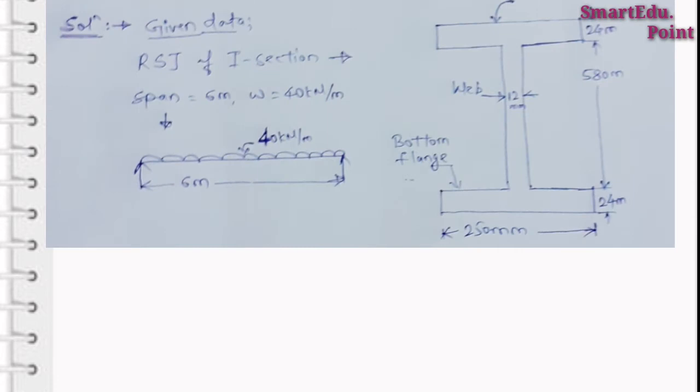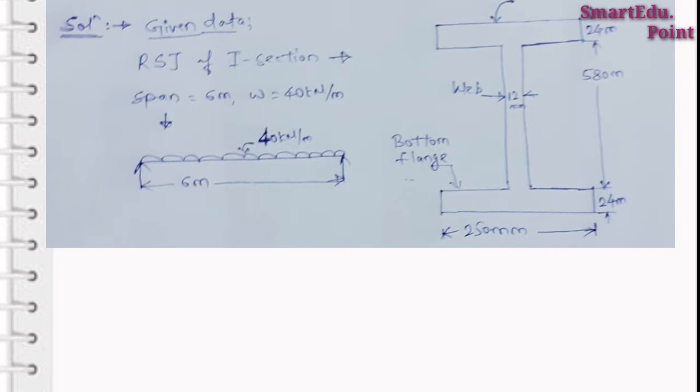Based on the given data we will draw the diagram, and the span of the beam is given as 6 meter and it is subjected to UDL of W equals 40 kilonewton per meter. Again, the supports are simple supports. Now first of all we have to start the solution.